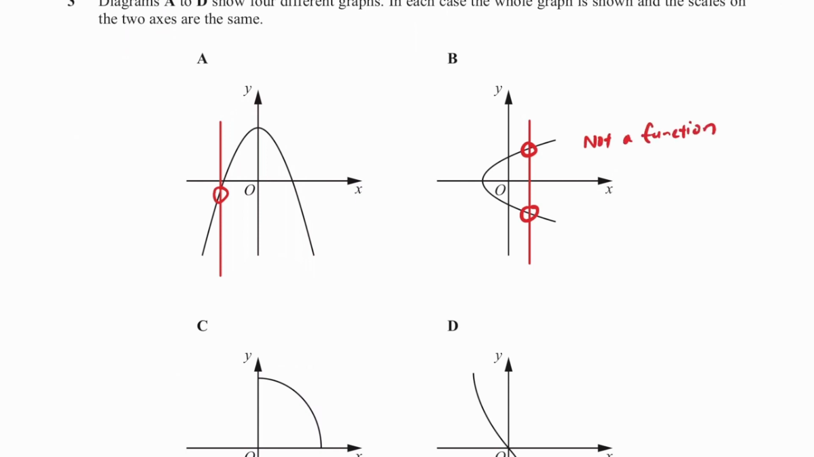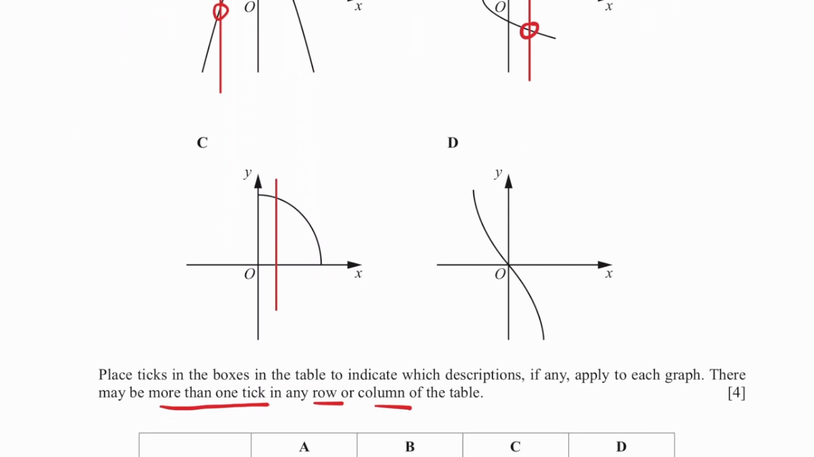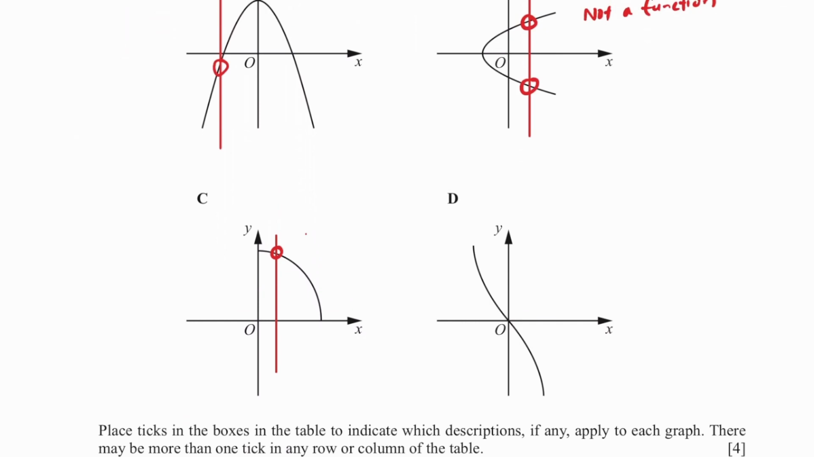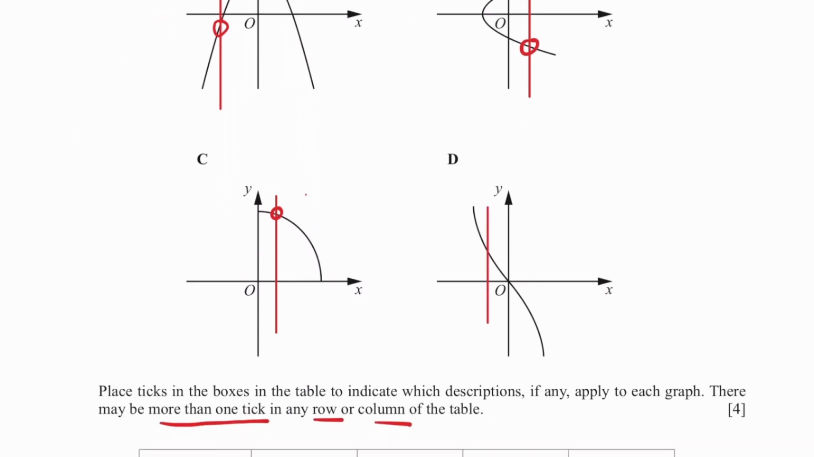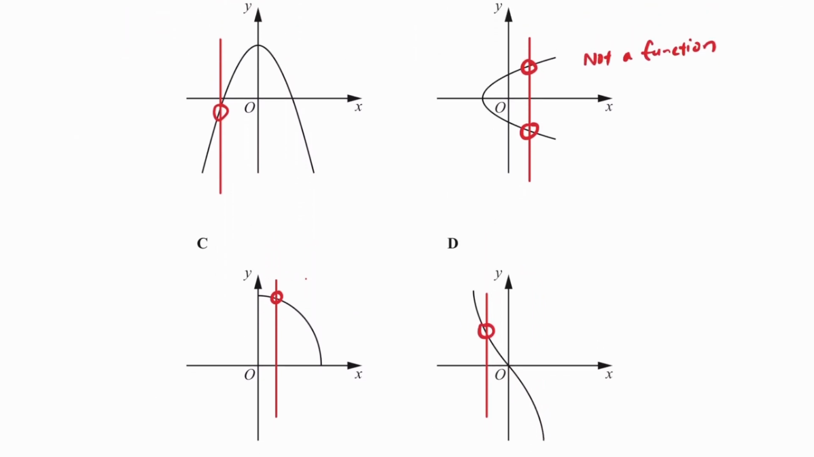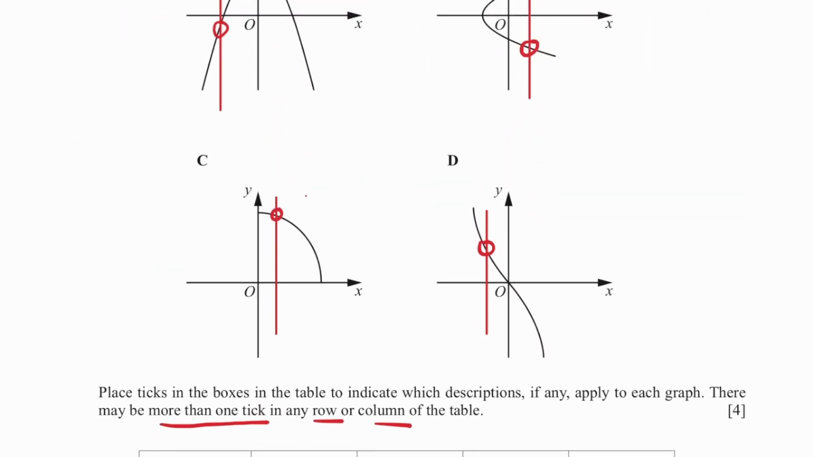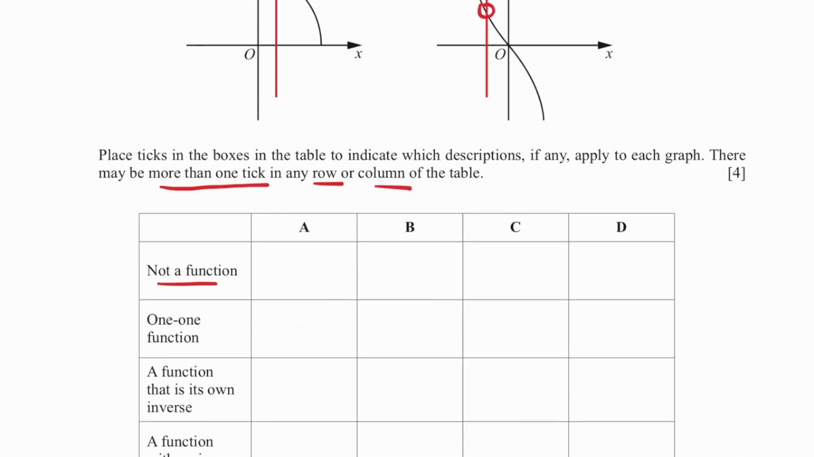So how about a circle? A quarter circle shows that it is still a function. Same goes for this. It doesn't matter where you put the vertical line, it shows that it is still a function regardless. So for not a function, it's very clear that the option is B.